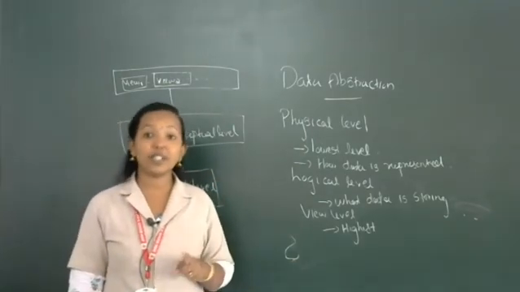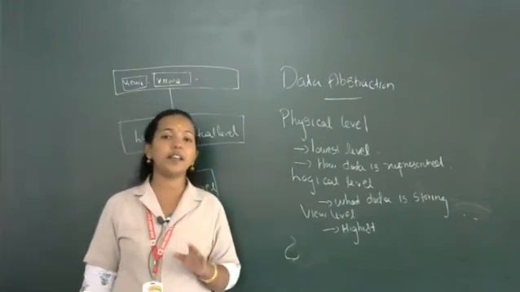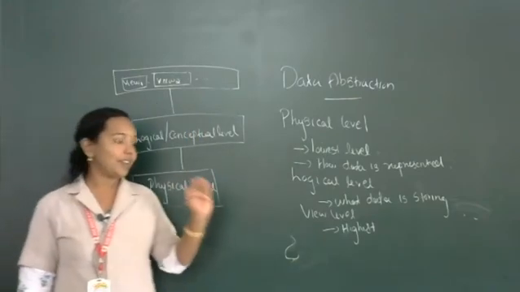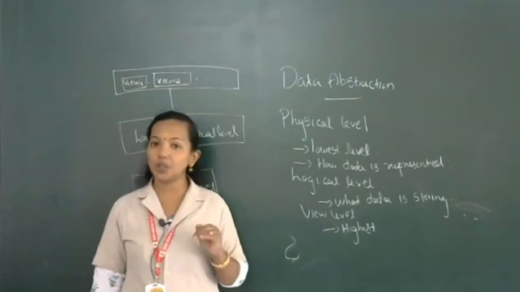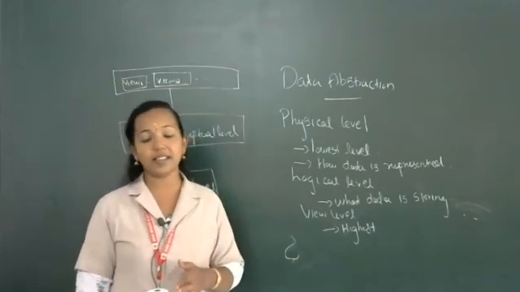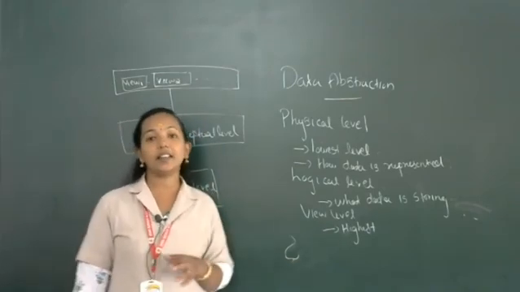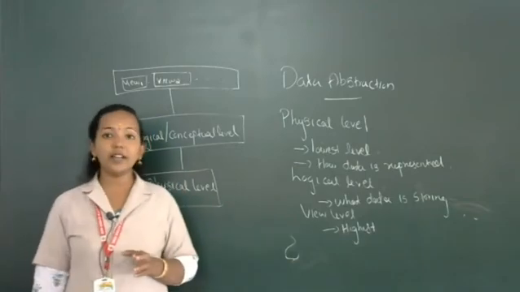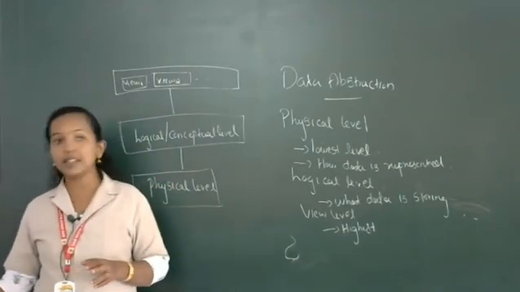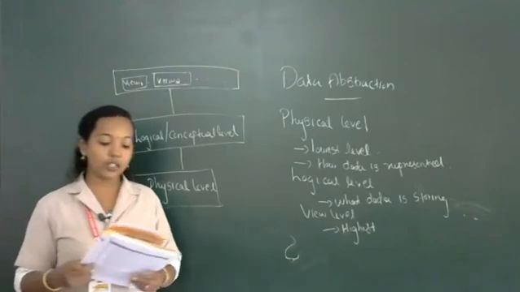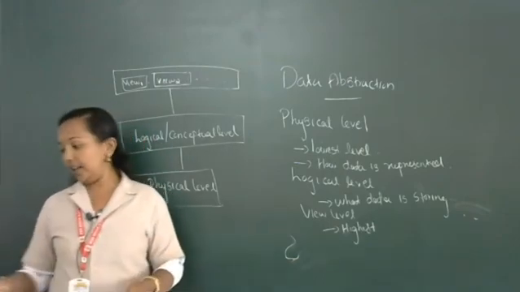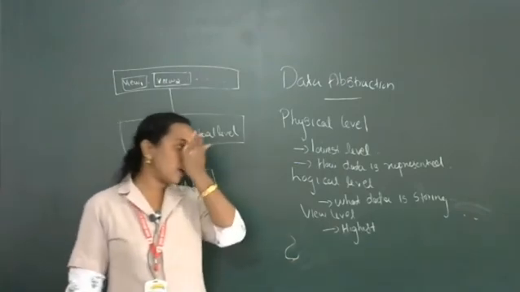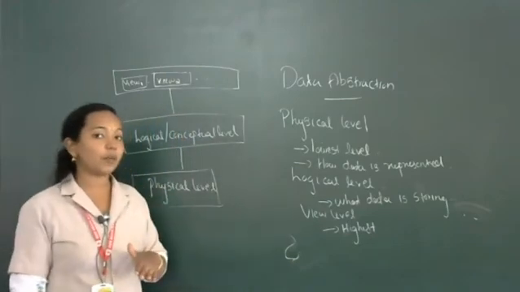The first level is the physical level. This is the lowest level of data abstraction. It represents how data is stored in secondary storage devices like disk and tape. Then the second one is the logical level, also called the conceptual level.